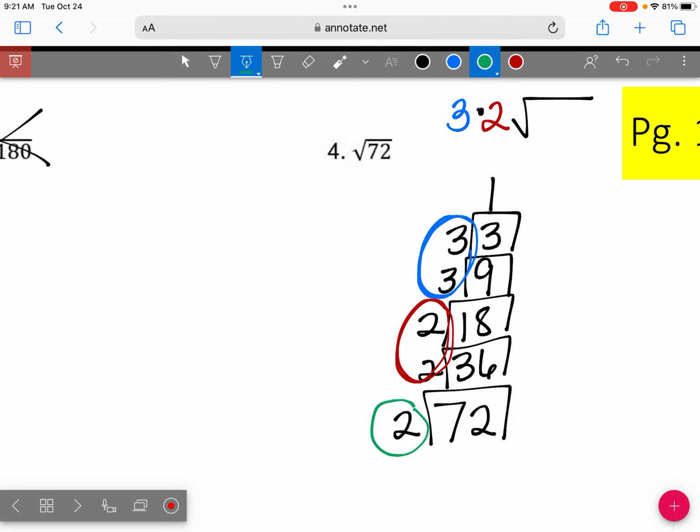This has to stay because he did not have a friend. So the 2 has to stay by itself. On the outside, anytime you have more than one number, we multiply them. So I'm going to multiply that 3 and the 2, which gives me a 6. So 6 root 2 would be my final answer.